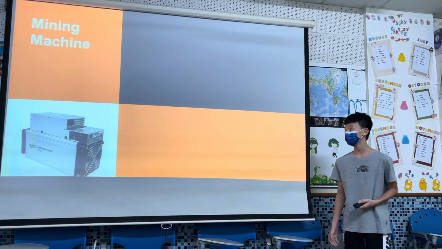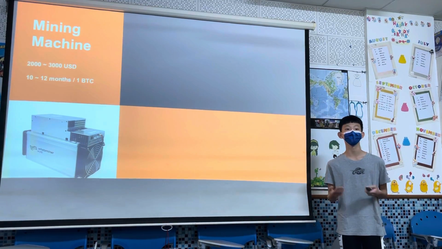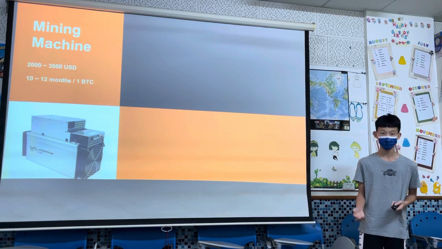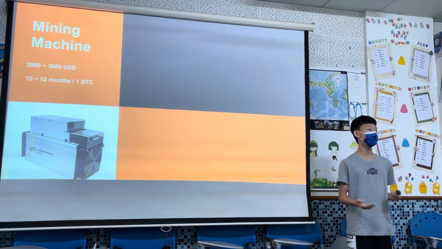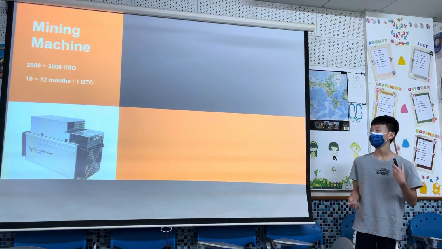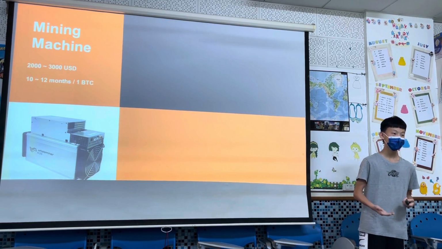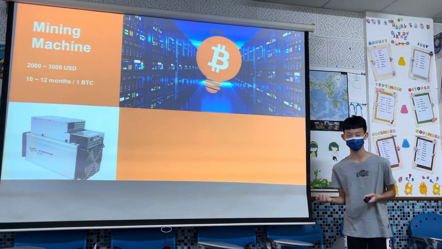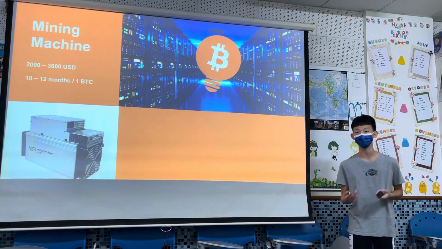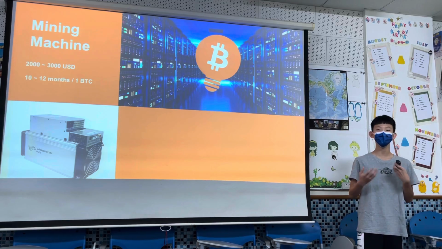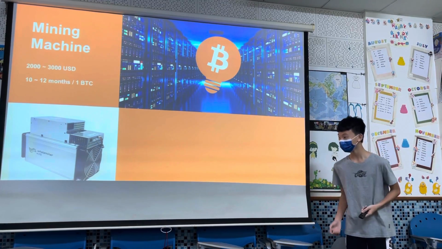A mining machine is about $2,000 to $3,000 each, and a mining machine could help you mine 1 Bitcoin if it worked for about 10 to 12 months, which means if you purchase 10 mining machines and make them work for about 2 months, it could help you make all your money back.